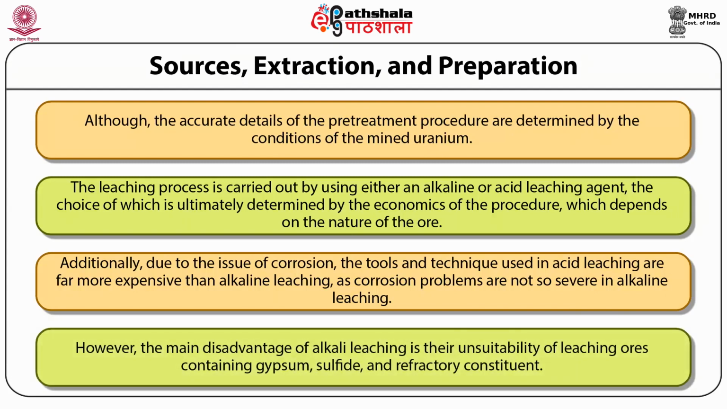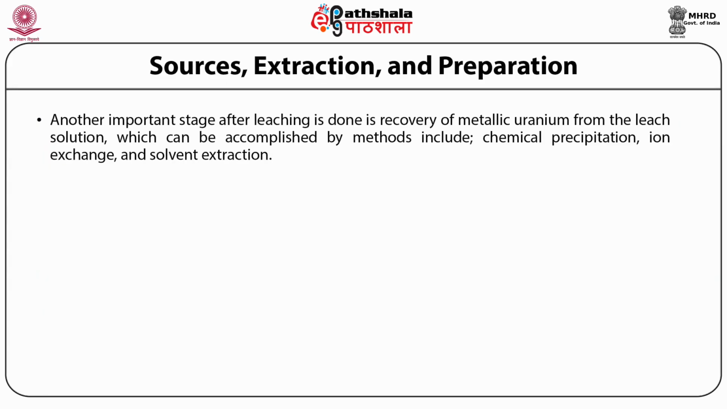However, the main disadvantage of alkali leaching is its unsuitability for leaching ores containing gypsum, sulfide, and refractory constituents. Another important stage after leaching is done is the recovery of metallic uranium from the leach solution, which can be accomplished by methods including chemical precipitation, ion exchange, and solvent extraction.